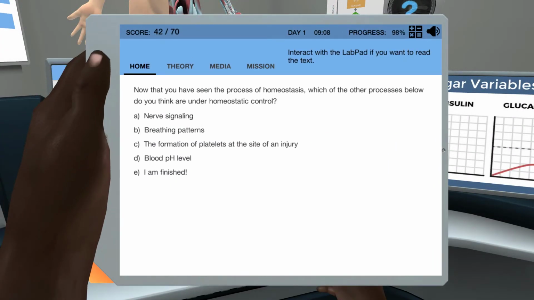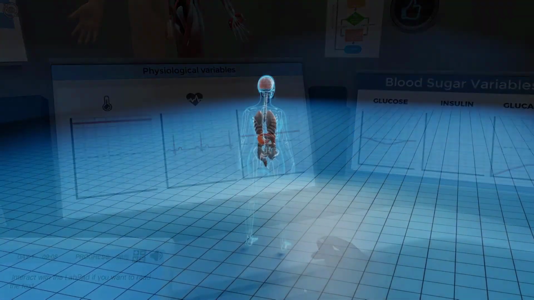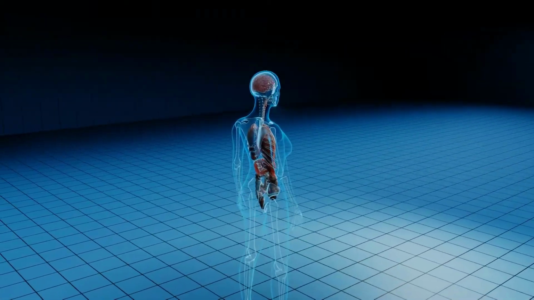Now that you have seen the process of homeostasis, which of the other processes below do you think are under homeostatic control? Breathing patterns are indeed under homeostatic control.